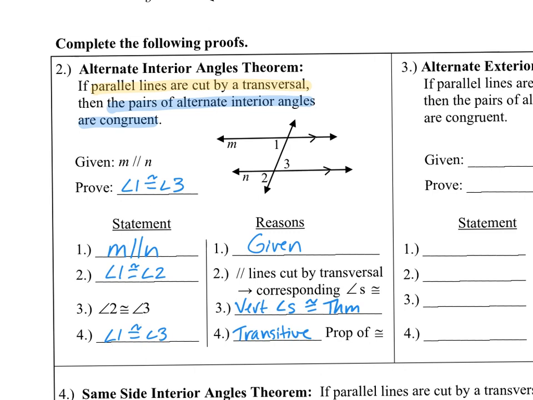So now, notice we use this postulate to help us prove this alternate interior angles theorem. So now we've proven that. We never have to prove it again. And we can put this alternate interior angles theorem into our geometry toolbox, so now it can be used as a reason in a proof, okay? So once again, it says when parallel lines are cut by a transversal, the pairs of alternate interior angles are congruent.